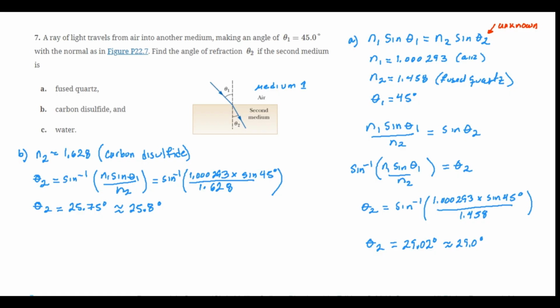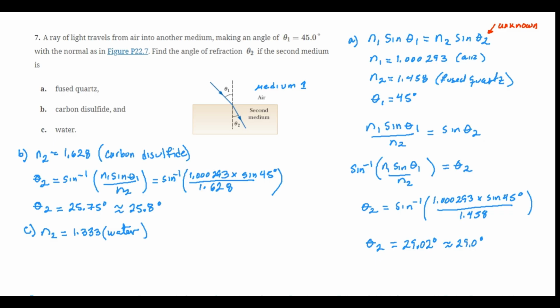We have one last calculation to do, that is when the second medium is water. Basically the same thing. The second medium is water, so the index of refraction of the water would be 1.333. I'll apply the equation that I found when I solved for theta 2 in my first case.